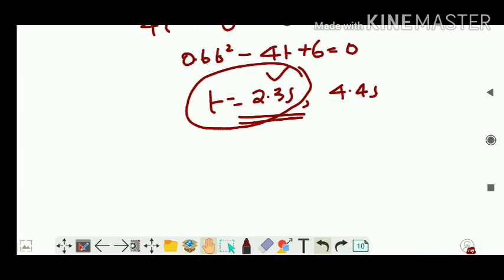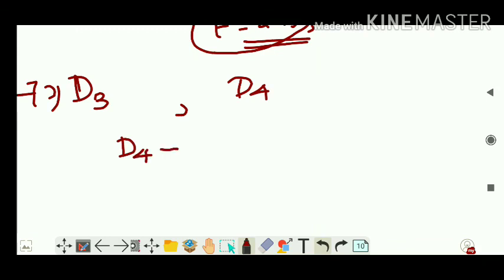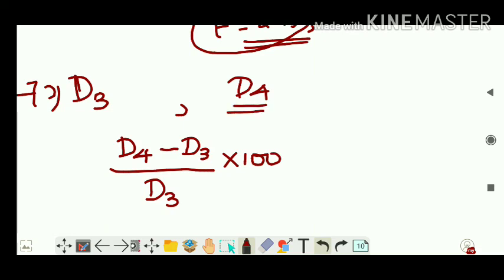So you are asked, if d3 is the 3rd second displacement and d4 is the 4th second displacement, you are asked the change, right? d4 minus d3 in percentage, that means d4 minus d3, how much is the change in displacement, into 100, right? How much is d4 greater than the 3rd second displacement, right? And we take it with respect to the initial displacement, right?